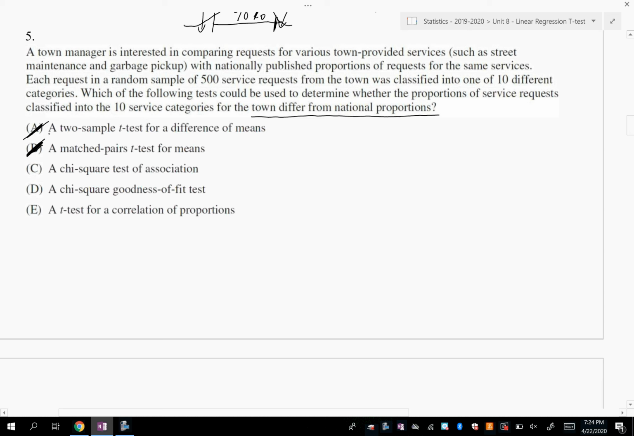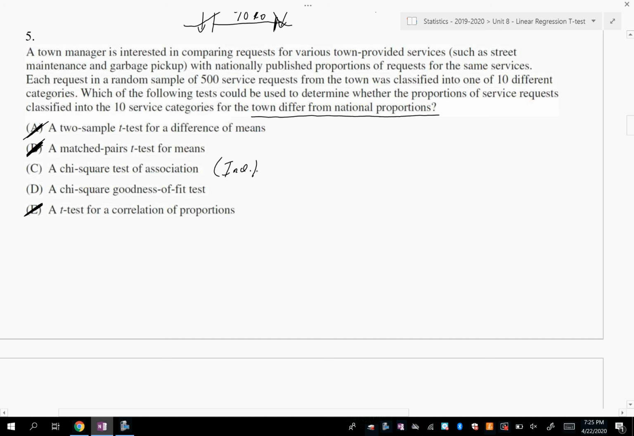And this is actually not talking about means. It's talking about proportions, all right? And they're asking for requests, and then they're classifying them into 10 categories. So this is categorical, so this is chi-squared. I don't know, we've never talked about a t-test for correlation of proportions. Don't know what that is. Okay, so it really comes down to, do you think this is chi-squared test of independence? That's what this is here.